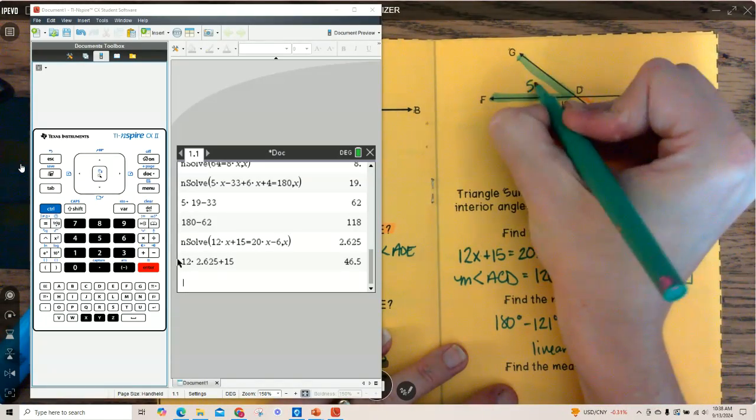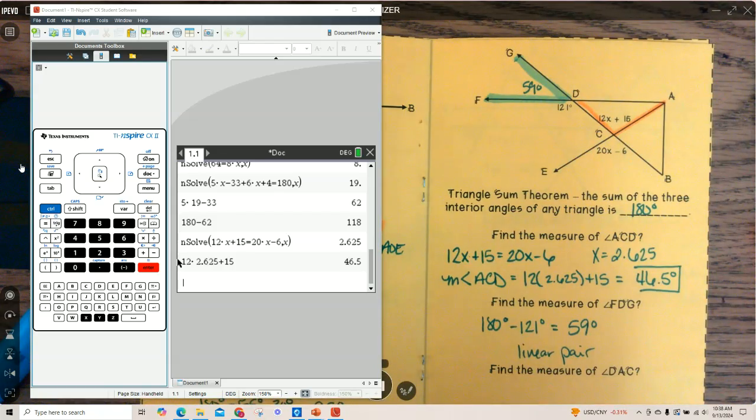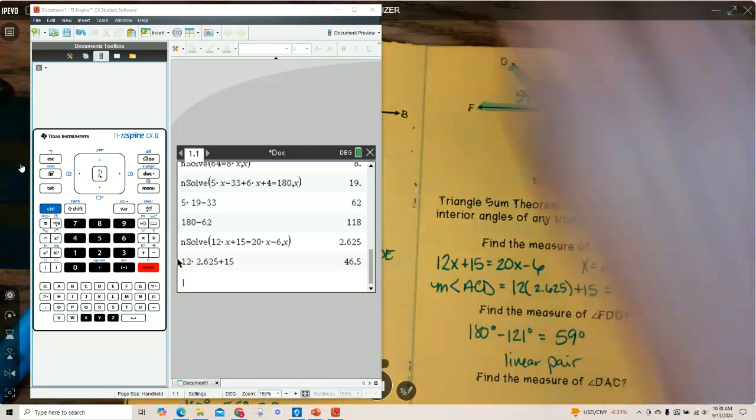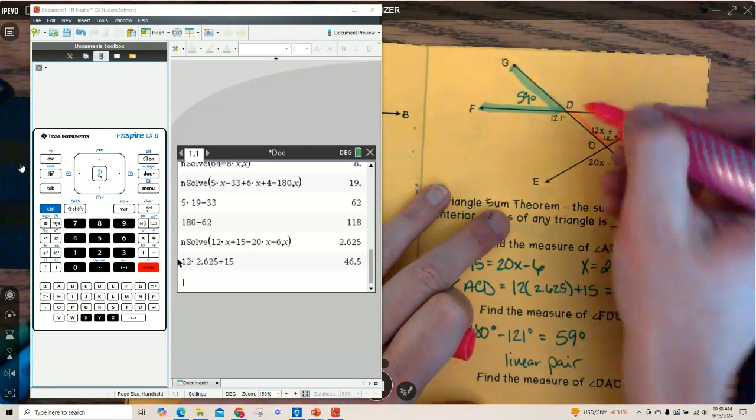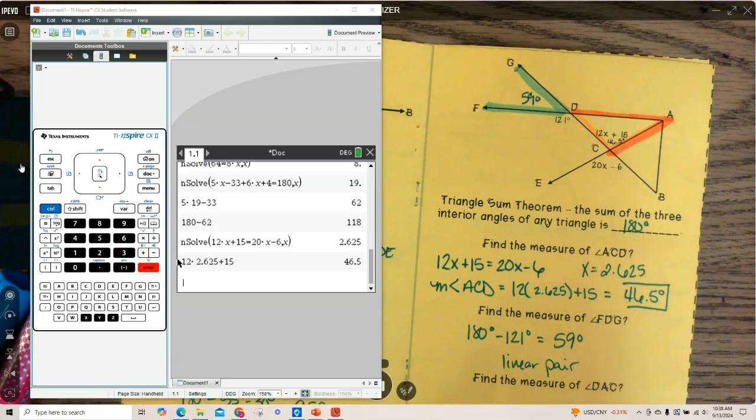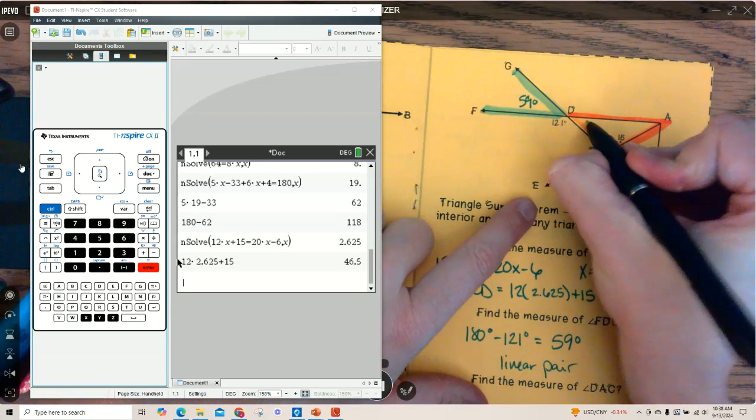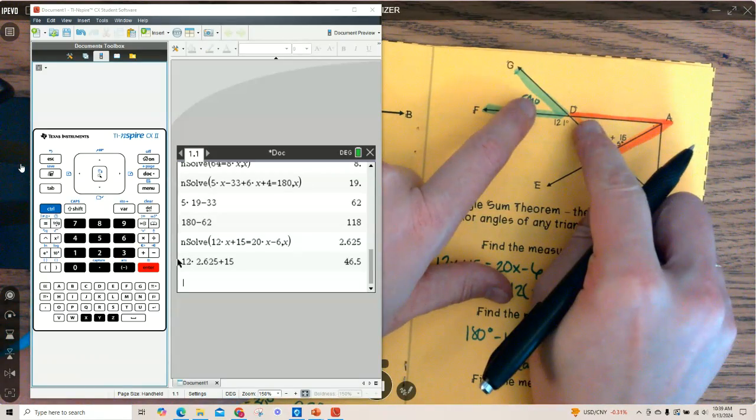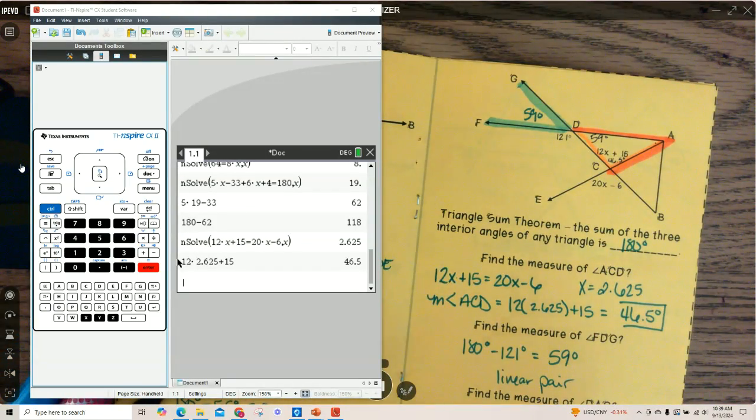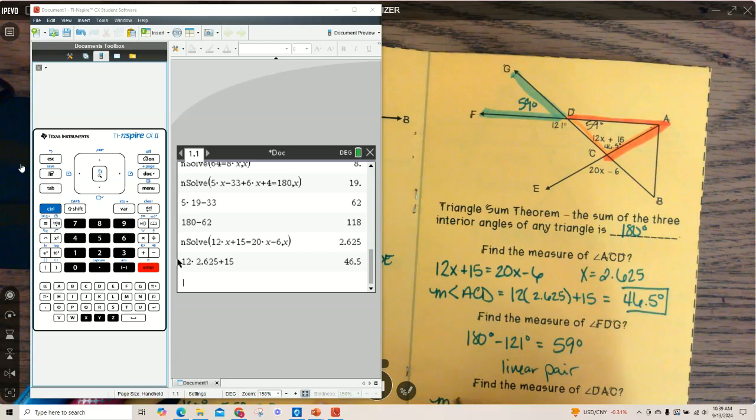All right, 59 degrees there. I'm not going to write that one in. You just have to write it kind of tiny that this one is 46.5. All right, find the measure of DAC. So again, C is that center point. So there's DAC. Okay, this is triangle sum theorem. So we need to know this angle measure before we can find this angle measure. Well, these two angles here are vertical. So that's going to be 59 degrees. And so that angle is CDA. So the measure of angle CDA is going to equal 59 degrees. And that's because of vertical angles.